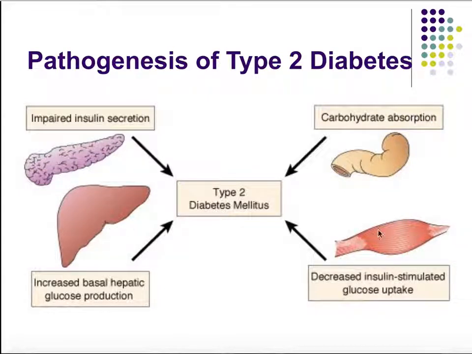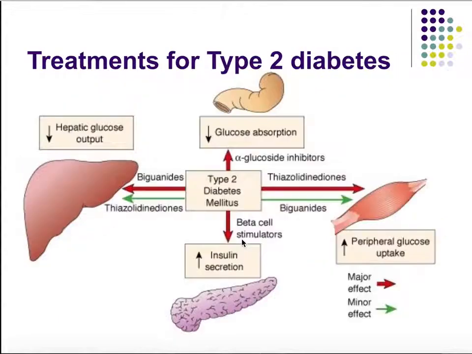So we have too many carbohydrates being absorbed in the small intestine. So this would be related to our food intake. And we may, again, have decreased insulin-stimulated glucose uptake. So our insulin receptors are not responding. We're becoming resistant to insulin. So all of these are contributing to the development of type 2 diabetes.